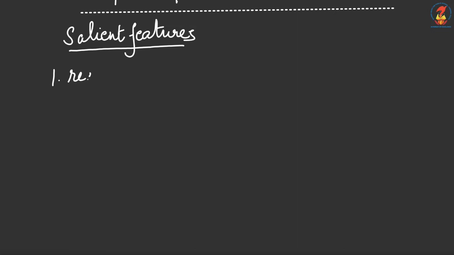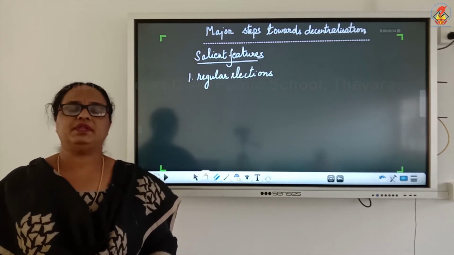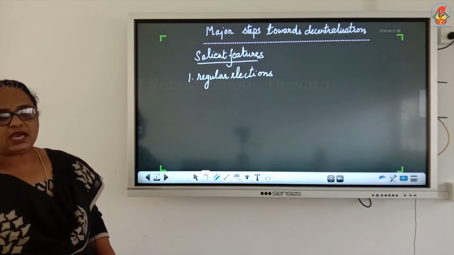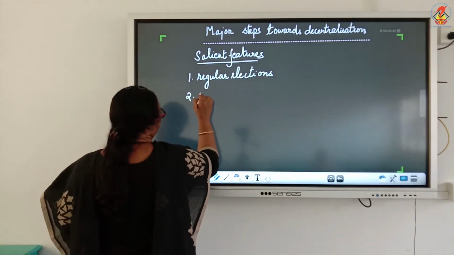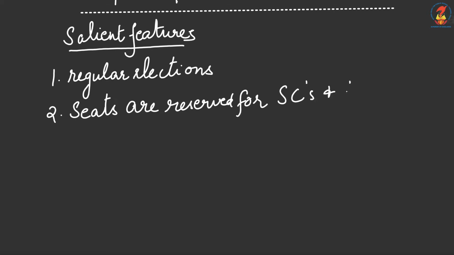One is regular elections. It has become mandatory to hold regular elections in the local government bodies. Then seats are reserved for scheduled castes and scheduled tribes.